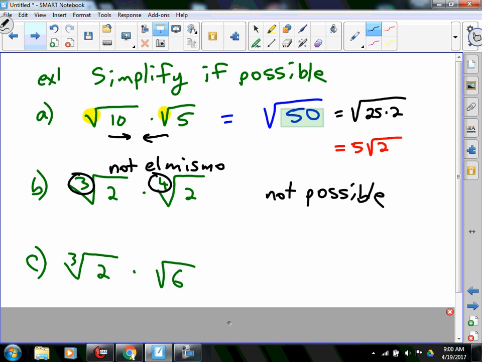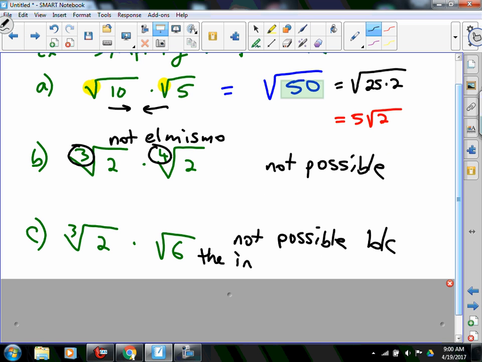Number C, what do we think about that one? Not possible. Again, why not? The indices are different. Nice, good. Not possible because the indices... is it okay to write index plural as indices? Is that the right plural form? Okay. Instead of saying are different, I'm just going to write differ. The indices differ. Not possible, for the indices differ.